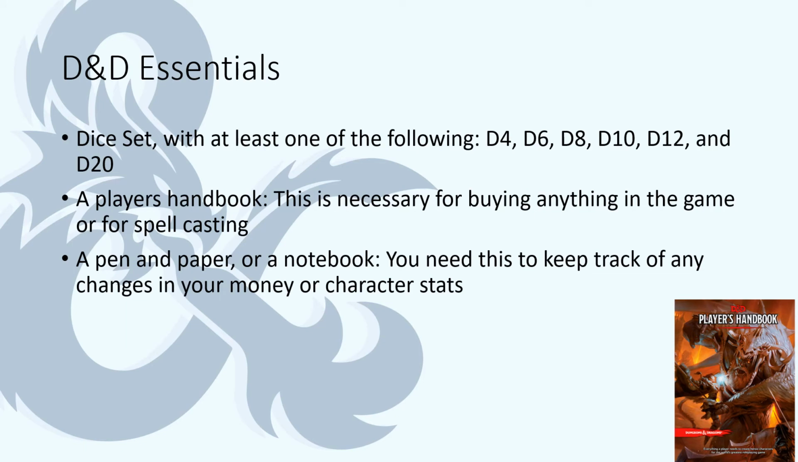Despite D&D using mostly your imagination, there are a few things you will need. First being a dice set with at least one of the following: a 4-sided dice, a 6-sided dice, an 8-sided dice, a 10-sided dice, a 12-sided dice, and a 20-sided dice. You will also need a player's handbook. This is necessary for buying anything in the game or for spellcasting if you're a wizard. A pen and paper or a notebook will definitely come in handy as well. You will need this to keep track of any changes in your money or your character's stats.